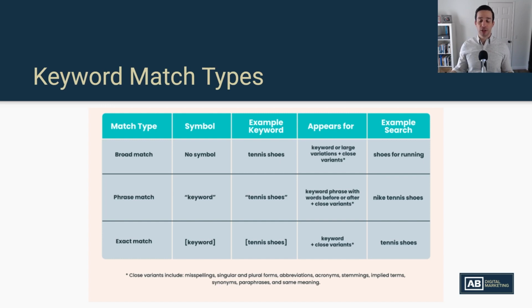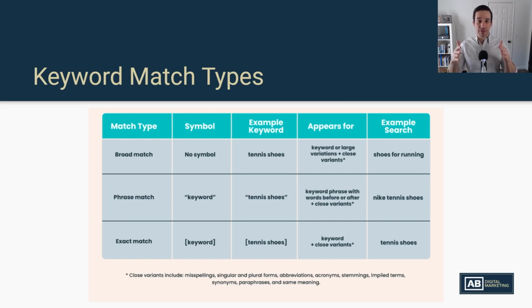Then there's phrase match. The symbol for that is quotation marks. Whenever you're building this inside of your Google campaign, if you want to turn a keyword into a phrase match, you have to add the quotation mark before and after the keyword or the key phrase, I guess we can call it as well. So in this case, we're using tennis shoes as well. Now tennis shoes, as you can see here, is in quotation marks. And so the keyword phrase with words before or after plus close variants.